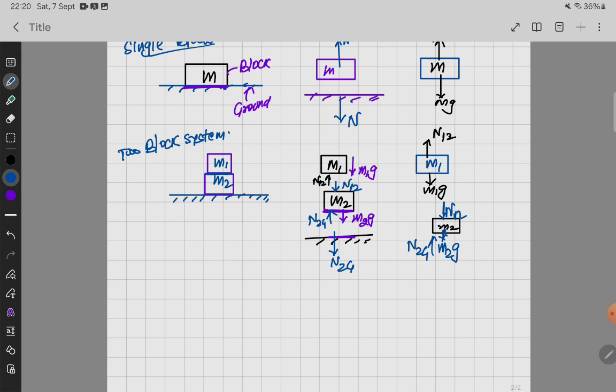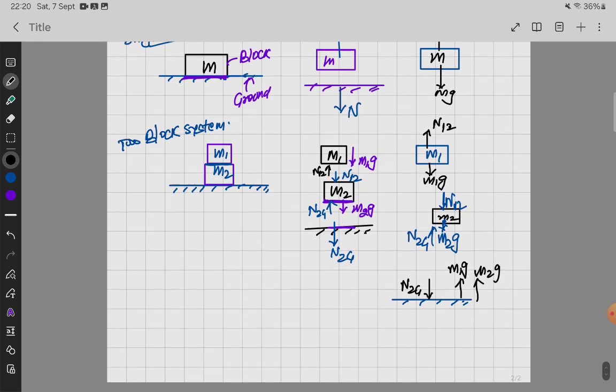So here again on this ground, if I have to draw the free body diagram of this ground also, although not needed, here like this will be n2g, and here both m1g and m2g, because these are the gravitational forces. These are the forces applied by blocks m1 and m2. So this is the free body diagram in case of two block system. So first is single block, now this is two block system, right?